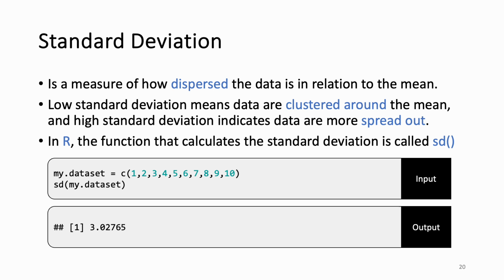In R, again, you have a function that calculates the standard deviation, and this function is called sd, followed by parentheses. As an example, we have the same variable my dataset, a set of different numbers, and you can call the function sd and pass my dataset as an input parameter. As the result of this pseudocode, you get the standard deviation output: 3.02765.